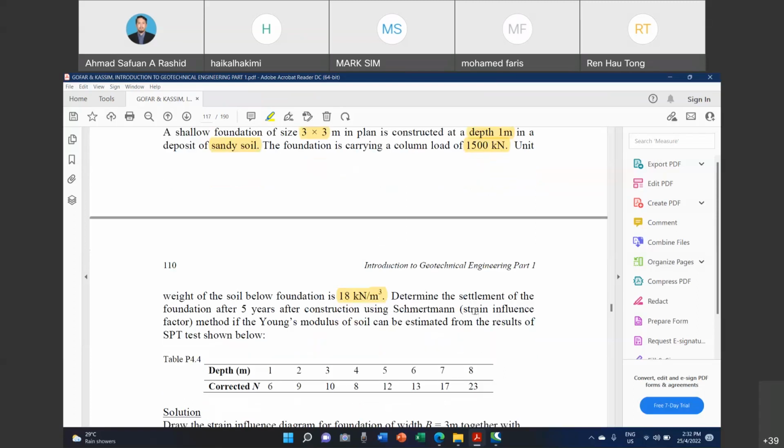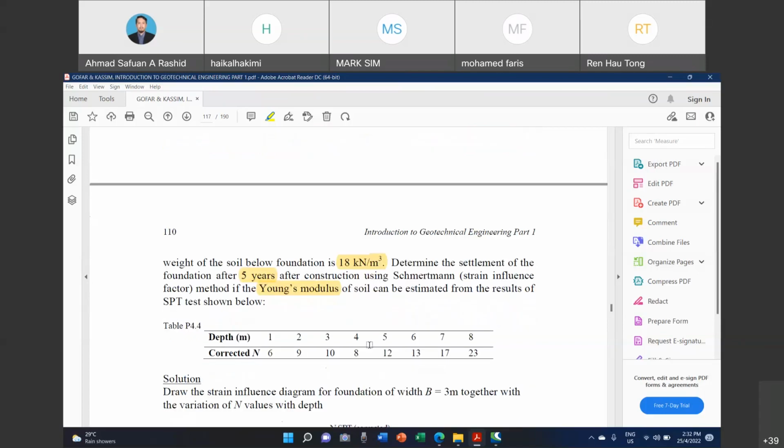The question is: determine the settlement of the foundation after 5 years after construction using the Schmertmann method, if the Young modulus of the soil can be estimated from the SPT results shown below. So we need to determine the Young modulus, which is Es.